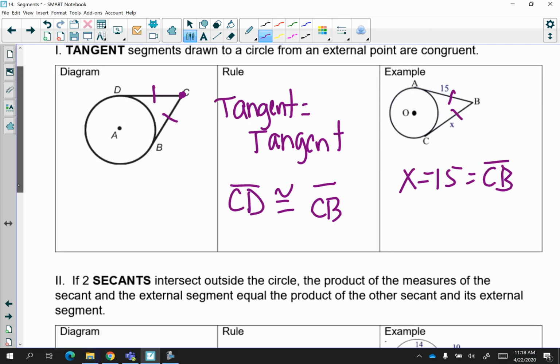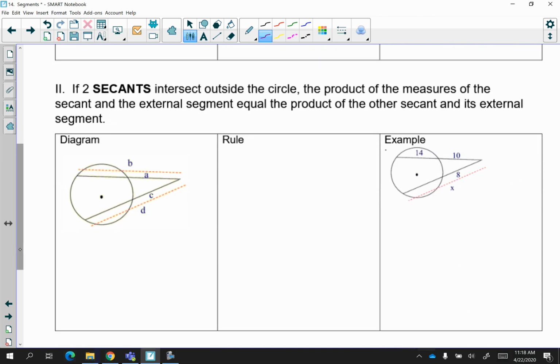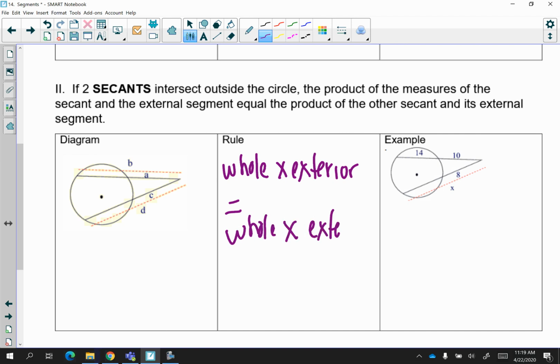Our second rule that we want to learn is if we have two secants. This is a secant and this is a secant. If two secants intersect outside the circle, the product of the measure of the secant and the external segment equals the product of the other secant and its external segment. So basically, our rule is whole, and I'll explain it in a second, times exterior is equal to whole times exterior.